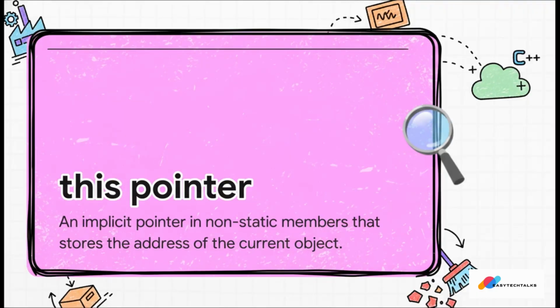The answer is this magic little thing called the this pointer. Think of it as the object's sense of self-awareness. It's a hidden pointer that's automatically available inside every member function, and it always holds the memory address of the object that made the call. It's literally how the object says, "me."